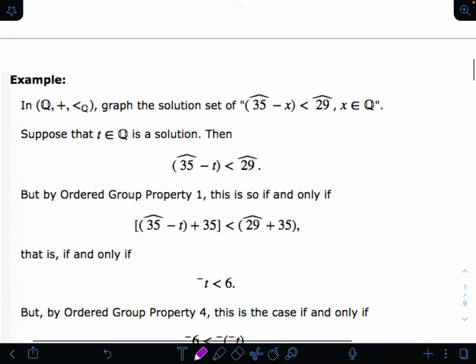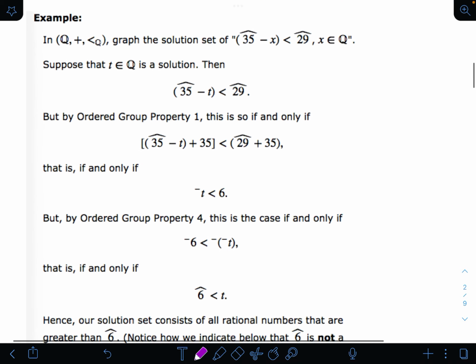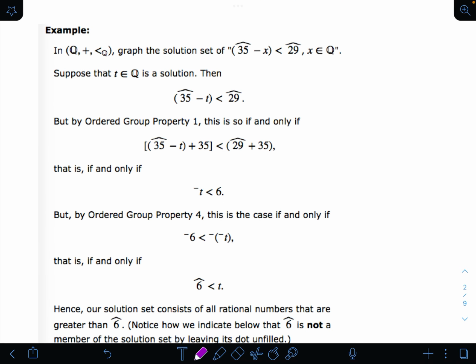Anyway, let's move on to another example. We have negative 35 minus t is less than negative 29. Obviously, we can add 35 to both sides, and we get negative t is less than 6. And remember what we've said about these ordered group properties: when we take the opposite on both sides, we wind up changing the order.